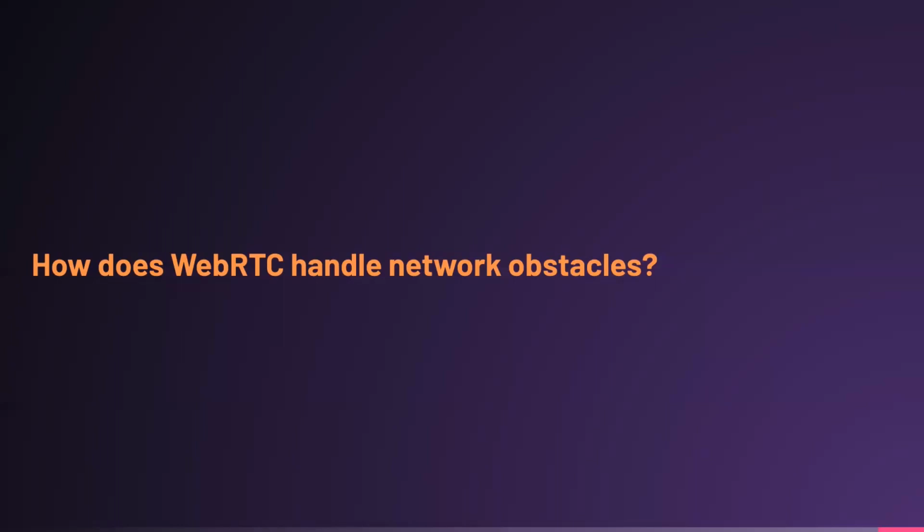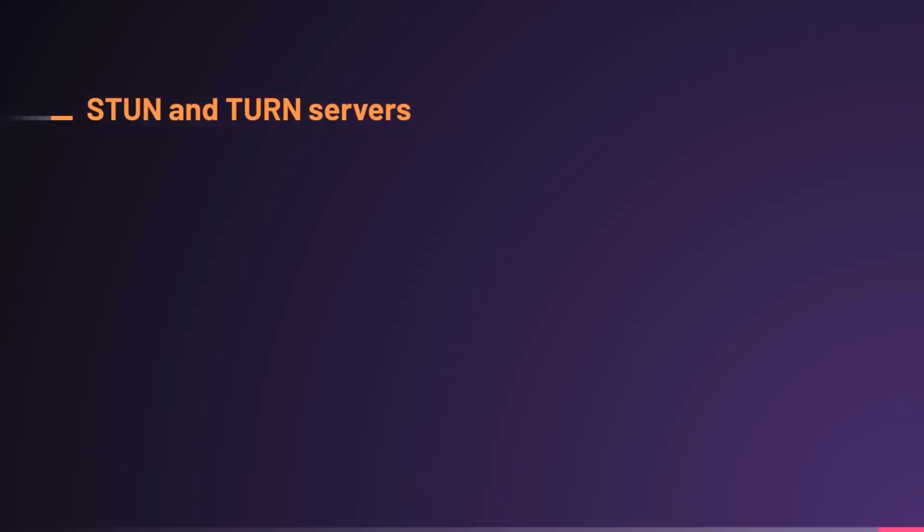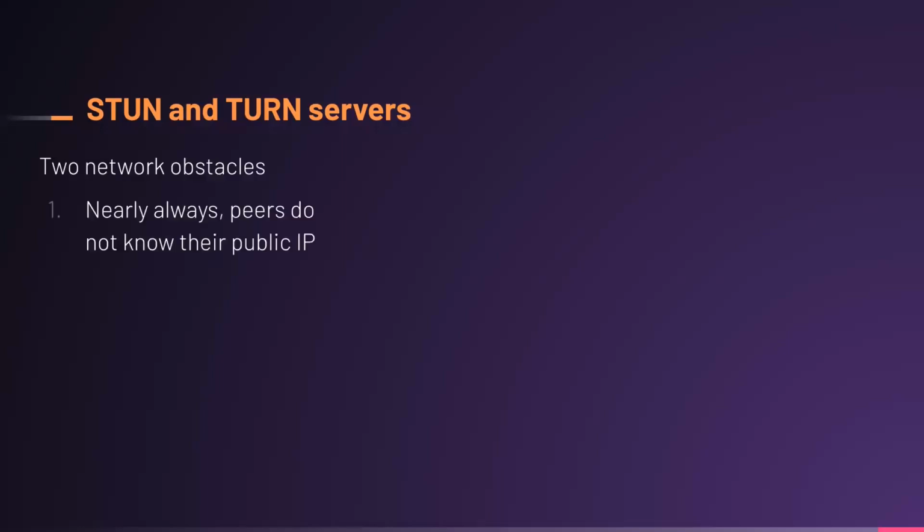When peers attempt to connect over the internet, there are obstacles between them. So how does WebRTC handle these? The first main obstacle to consider is that nearly always peers do not know their public IP address. Why is this? It's because most computers sit behind a router. A router is a network address translation device, a NAT device. A NAT device holds a public IP port that maps to the computer in the private network. The computer does not have direct access to that IP port.